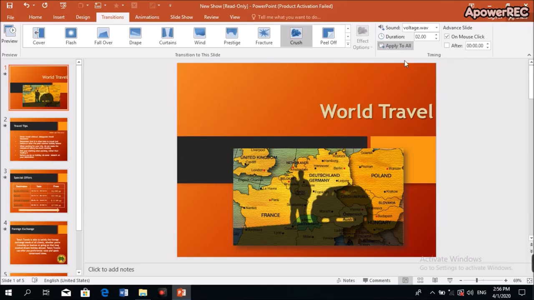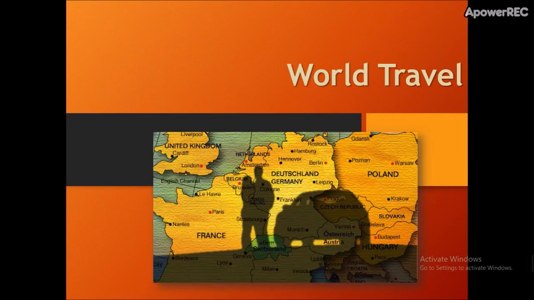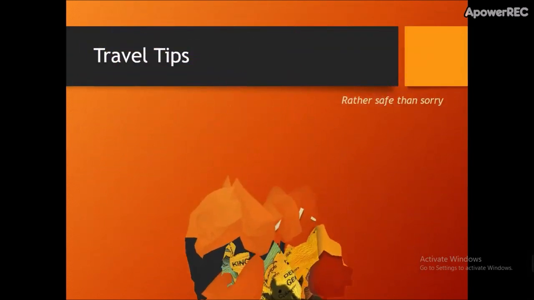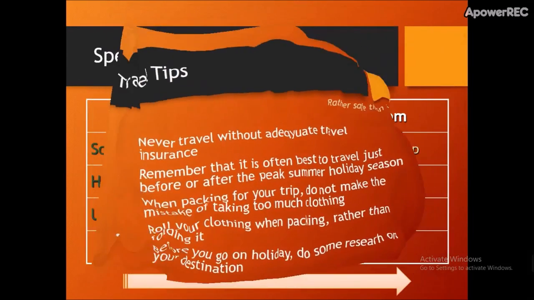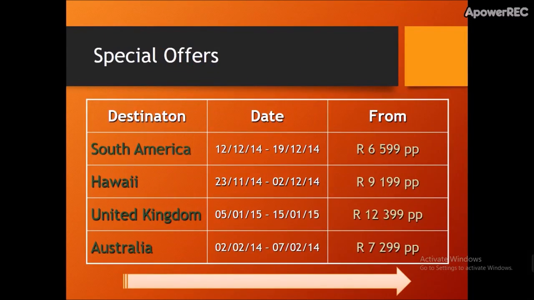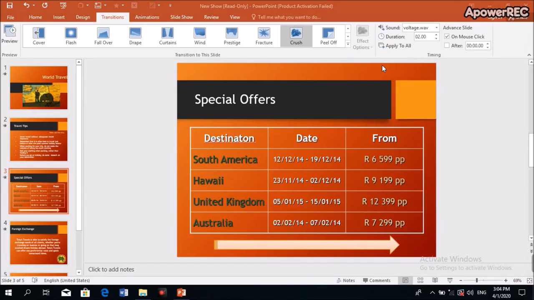Now, to see this effect, I will start the slideshow. Here is the first slide, the second, the third, and so on. Now, as you just saw, the transition effect started when I clicked on the mouse, On Mouse Click, as you can see in the Timing group.